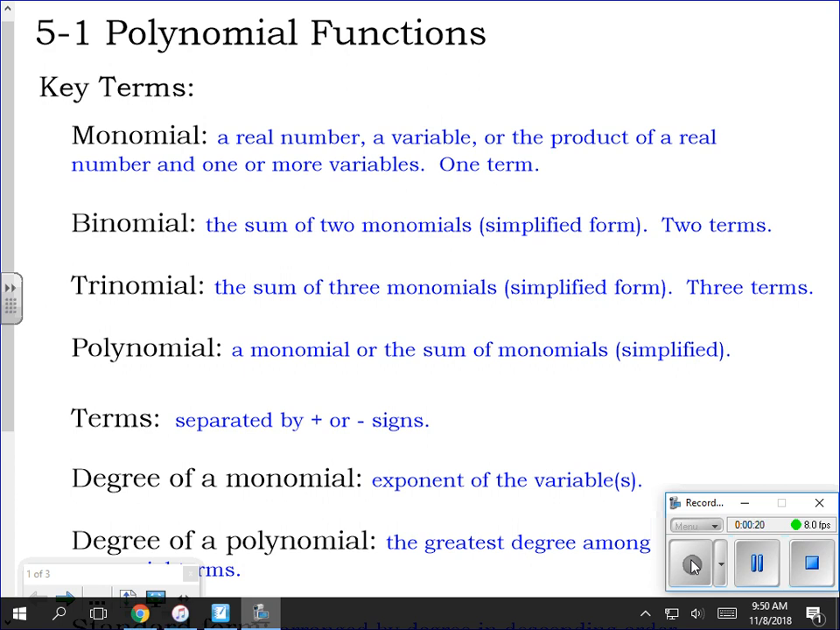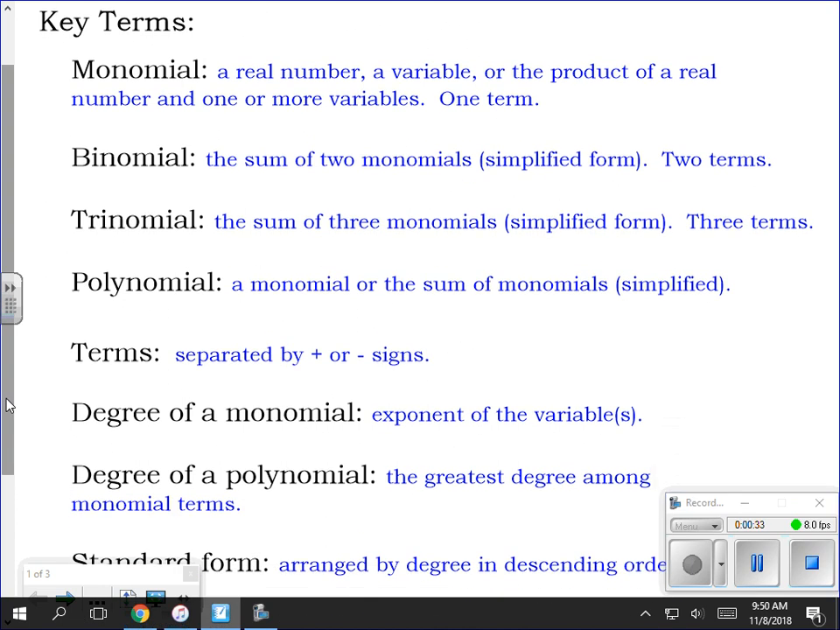A binomial has two terms in it, either added or subtracted. X plus 2, 3x squared minus 5. Those are binomials. They've got two terms. Trinomials have three terms, added or subtracted. A polynomial is anything with more than three terms. One term is a monomial, two terms a binomial, three terms a trinomial.